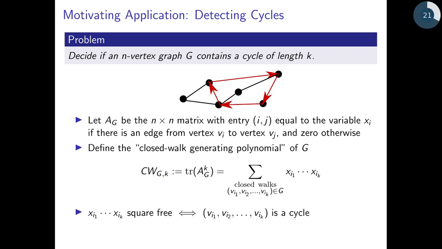And in particular, a monomial xi1, xi2 through xik appears in CW_G^k with no variables repeated, that is, i1 through ik are distinct integers, if and only if the corresponding vertices form a simple cycle in the graph. Okay, and we'll call such a monomial square-free. So there's a square-free monomial in CW_G^k if and only if there's a simple cycle of length k in the graph.